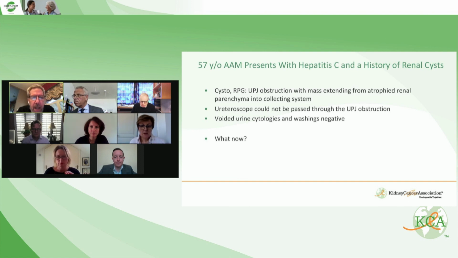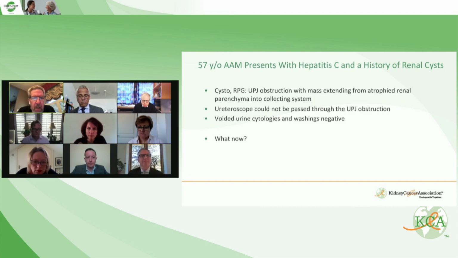So the patient underwent a cystoscopy with retrograde pyelogram, which showed a UPJ obstruction, which accounts for the patient's atrophic right kidney. There was a mass extending into the collecting system, but we could not get the ureteroscope by the UPJ obstruction. However, we were able to get a catheter up into the renal pelvis, where we did washings, and those washings were negative for evidence of transitional cell carcinoma or any carcinoma for that matter. Patient also had voided urine cytologies, which were negative.